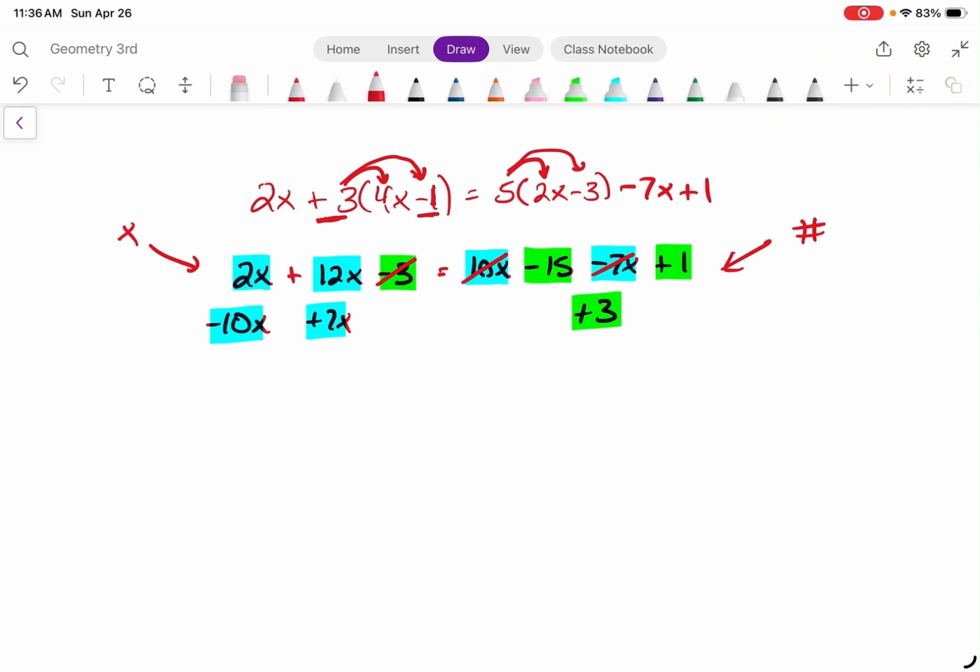So now all my x's are going to combine. I have 2x's, 12x's. That's 14. I'm going to add these 7 other ones. That's 21 and minus 10. That's going to give me 11 x's. Put your equal sign back in there.